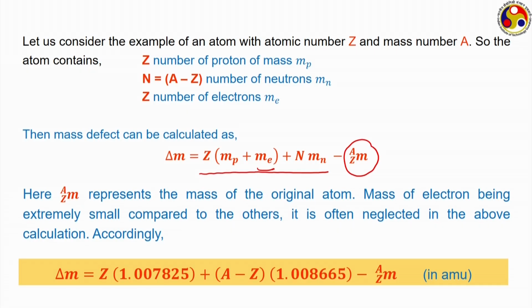Accordingly, by putting in the mass of proton and neutron, we get this mathematical relation for mass defect in terms of AMUs: delta m is equal to 1.007825, which is the mass of a proton, times the number of protons, plus 1.008665, which is the mass of a neutron, times the number of neutrons, minus the original mass of the nucleus itself, which can generally be obtained from mass spectrography or associated techniques.